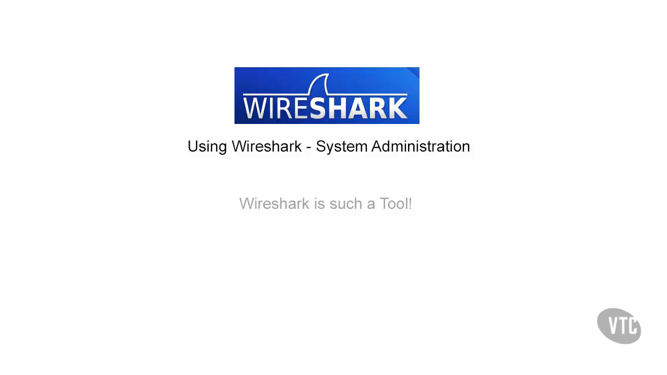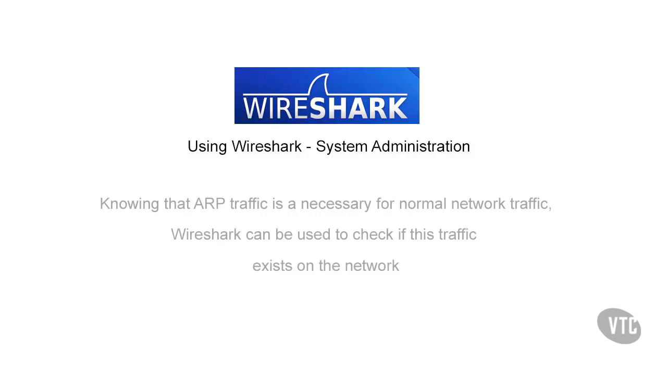The ARP packet is sent when a computer wants to communicate with another computer on the same subnet. It has an IP address for that computer, but doesn't have a MAC address. An ARP request is broadcast onto the Ethernet segment asking who has the IP address, or which MAC has this IP address. Knowing that ARP traffic is necessary for normal network traffic, Wireshark can be used to check if this traffic exists on the network.